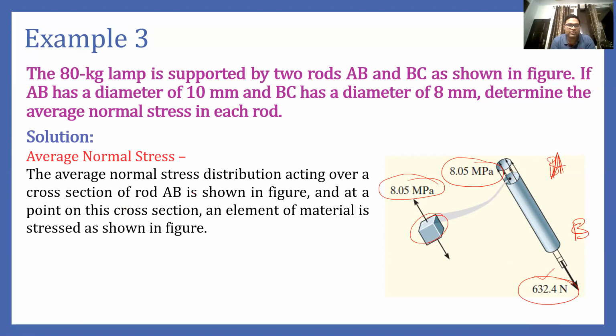Here the average normal stress distribution acting over the cross section of rod AB is shown, and at a point on this cross section an element of material is stressed as shown in the figure. This is how all the elements of the bar are stressed with this stress intensity. So that was the solution of example 3.